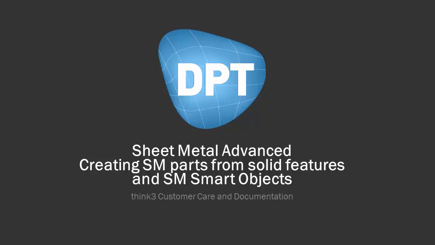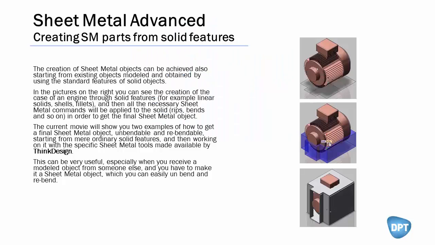Let's go on taking a look at some examples dealing with the creation of sheet metal objects modeled and obtained by using the standard features of solid objects. The creation of sheet metal objects can be achieved also starting from existing objects. This can be very useful, especially when you receive a modeled object from someone else and you have to make it a sheet metal object which you can easily unbend and rebend.